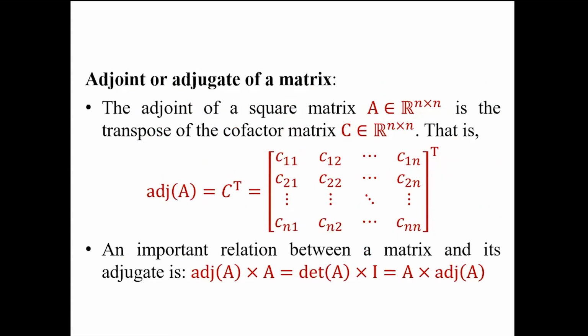Okay, the adjoint or adjunct of a matrix. The adjoint is simply this: the transpose of the cofactor matrix we mentioned the other time. That is the adjoint or the adjunct. And then this relationship holds, very important. You see, the adjoint of A multiplied by A is the same thing as the determinant of A times I, which is the same thing as A times the adjoint of A.